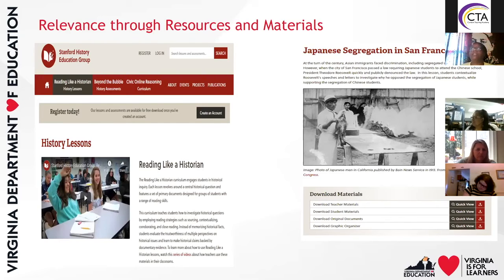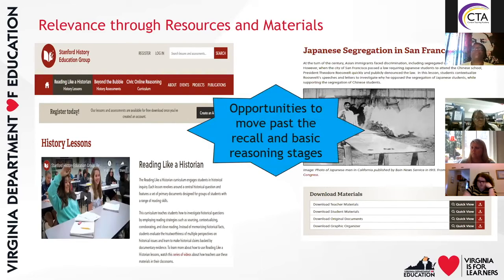This particular one is on Japanese segregation in San Francisco, and really dealing with immigration once again. They have a lot of images where students will have to look at an image, decide what do you see, what do you know, what can you conclude? They also, on their website, Reading Like a Historian, have a few assessments that will help with putting together a local alternative assessment, and it gives them an opportunity to develop a constructed response. So what is really great about SHEG is that it gives us an opportunity to move past when was the War of 1812. It gives us an opportunity to use basic reasoning strategies.